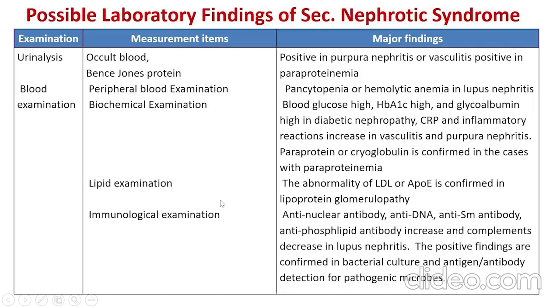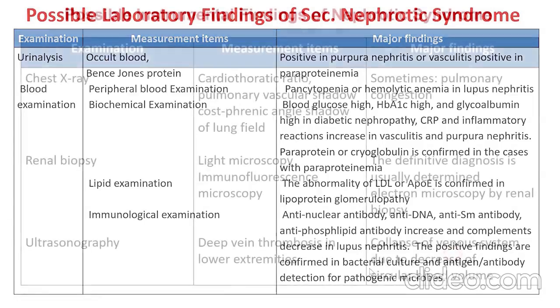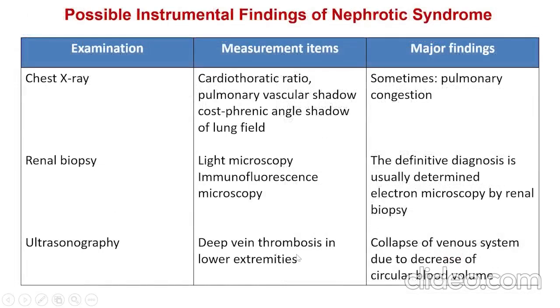Immunological examination in secondary nephrotic syndrome is very important because we can detect antibodies: anti-nuclear antibodies, anti-DNA antibodies, anti-phospholipid antibodies in systemic lupus erythematosus, and complement level which decreases. Sometimes we can detect a positive bacterial culture in case of pathogenic microbes in blood. Laboratory findings we have done.